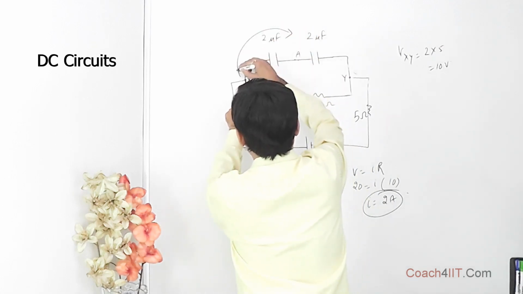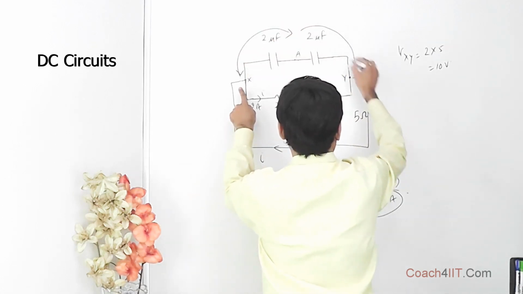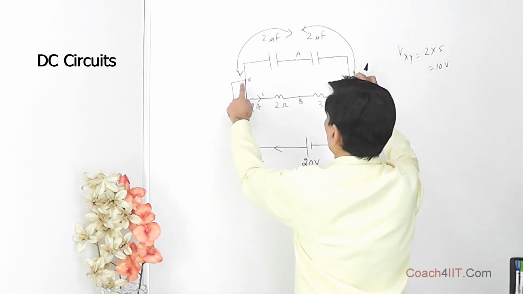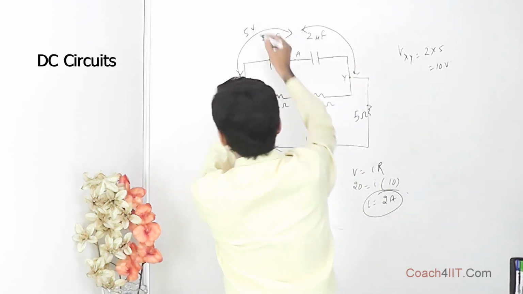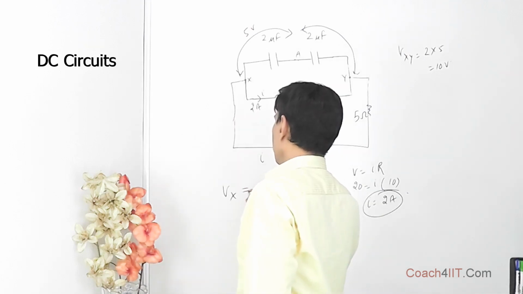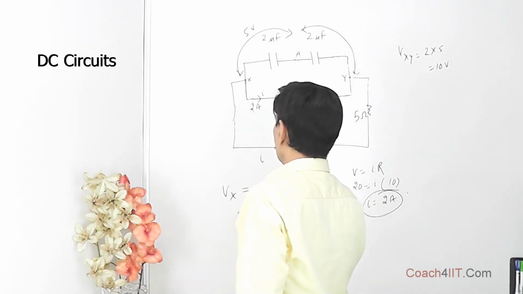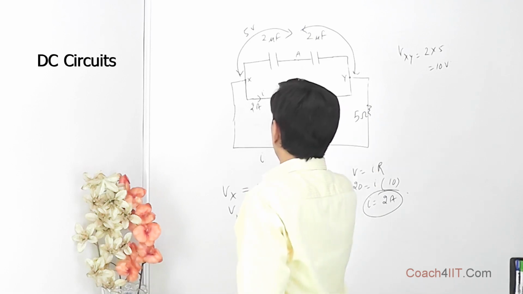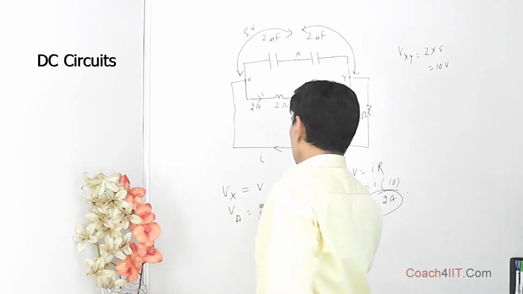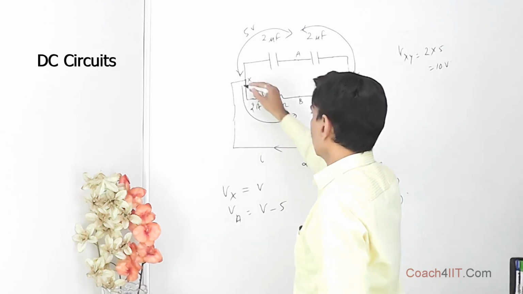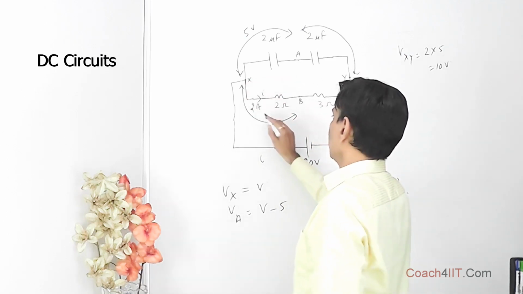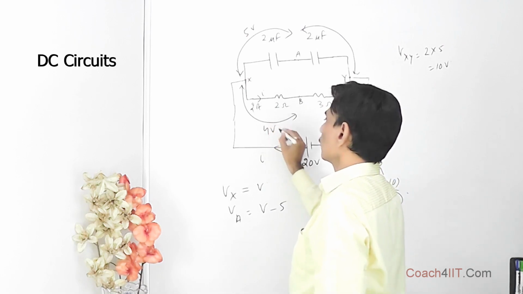So what's the potential difference across this? The same will be the potential difference across this. So if it is 10 volt across XY, the potential difference between this and this is 5 volt. If we take the absolute potential of X as V, then the absolute potential of A is going to be V minus 5. And across this 2 ohm resistor, the potential difference is 2 into 2, that is 4 volt.